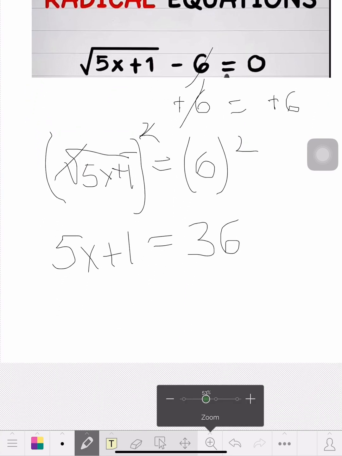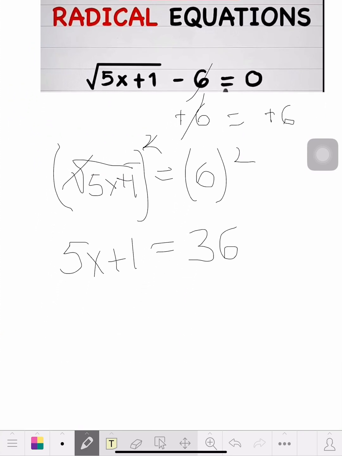Okay, it's a plus 1. What's the opposite of that? Minus 1. So let's subtract 1 from both sides. We subtract 1 from this side. We subtract 1 from this side. So this brings this down to 35. These two cross out. So we get 5x equals 35.